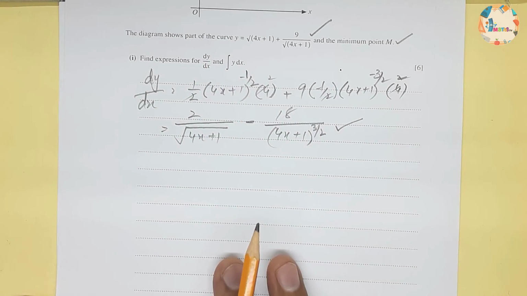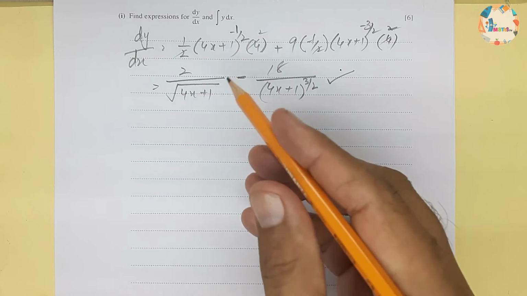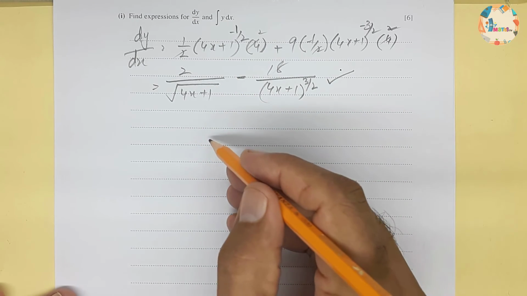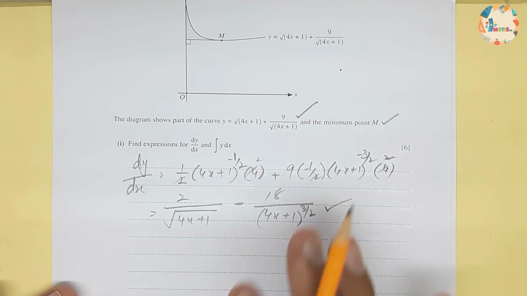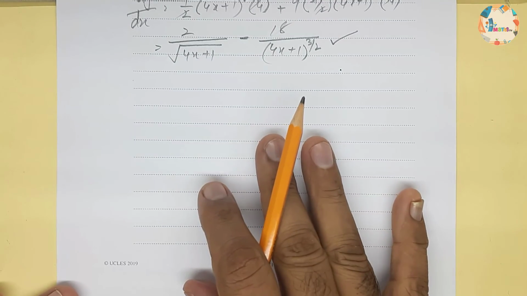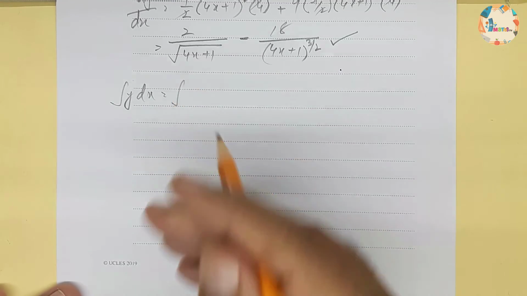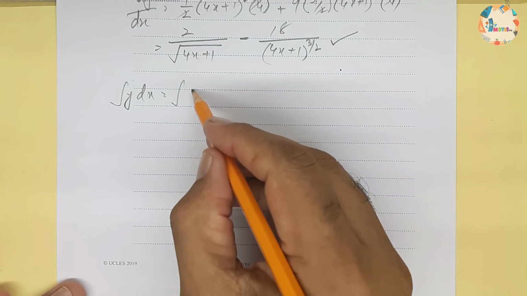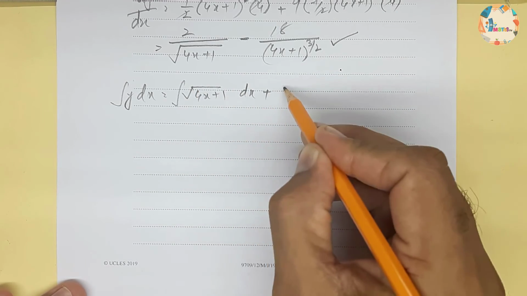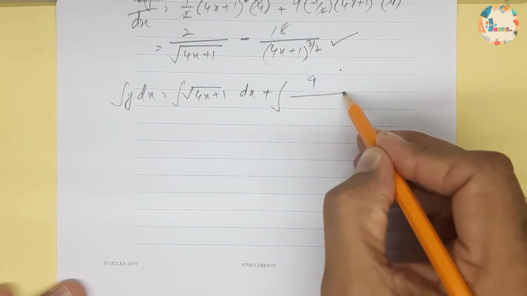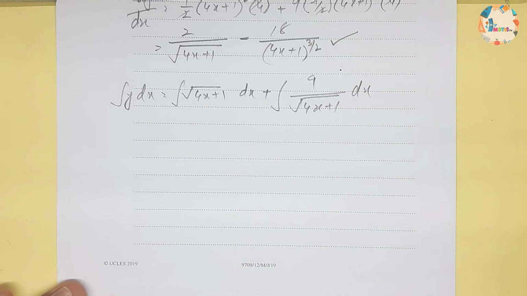Now we'll be finding the integral. So the integral of this one, we have this given equation, we'll be integrating this one. So integral y dx will be equal to the integral of root of 4x plus 1, dx, plus the integral of 9 over root of 4x plus 1, dx. This will be the integral.